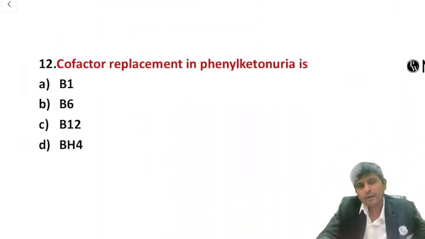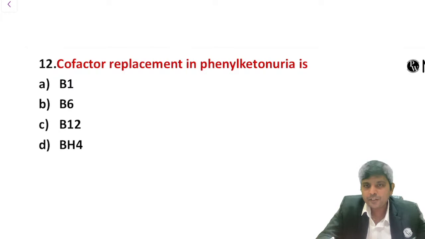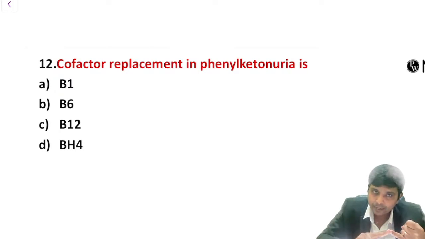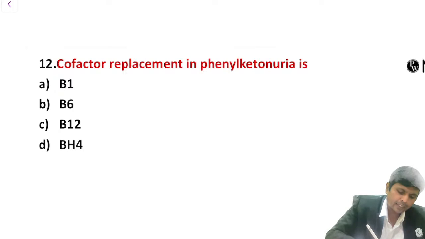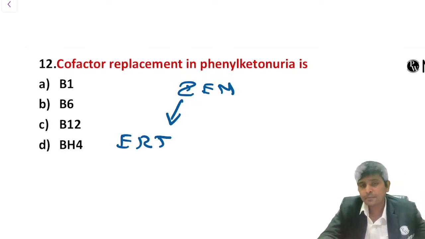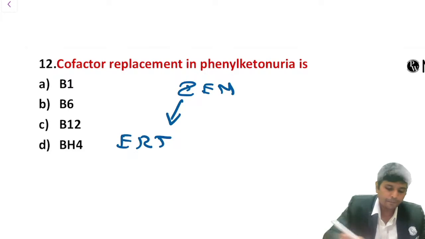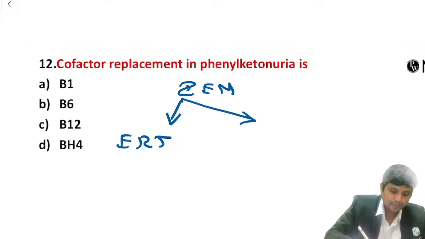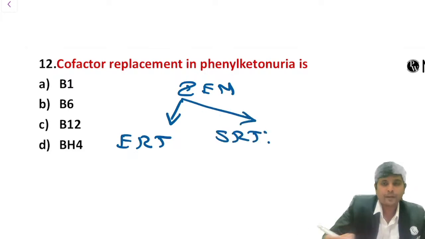Inborn errors of metabolism are mainly due to deficiency of certain enzymes that take part in the reaction. It can be treated by giving an enzyme replacement therapy. So what are all the treatment options for inborn errors of metabolism? One is enzyme replacement therapy. We don't have many enzymes, and enzymes are very, very costly. Second one is substrate reduction therapy.